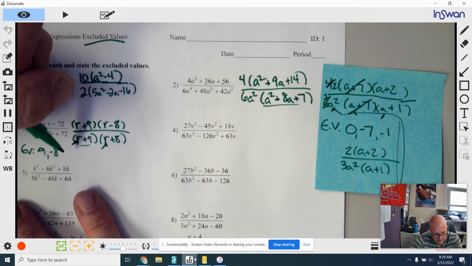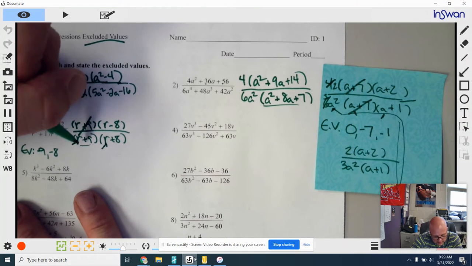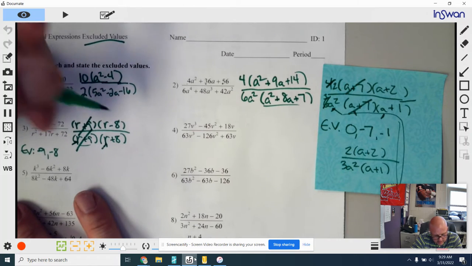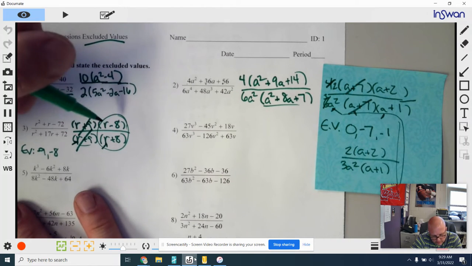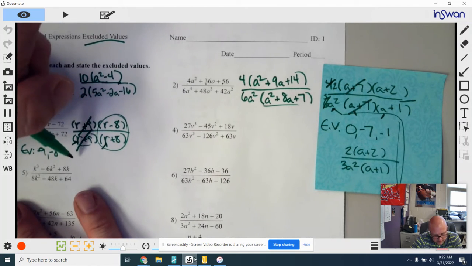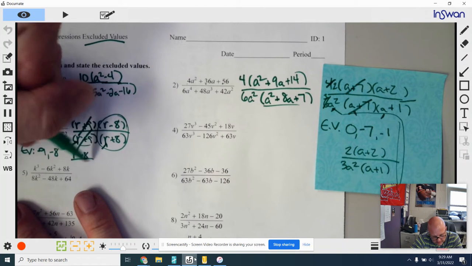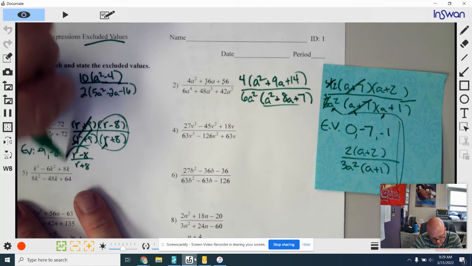And when I go ahead and simplify, r plus 9 crosses out with r plus 9. And then I'm left with these two. I can't cross those out because they're not the exact same. So my final answer is r minus 8 over r plus 8.